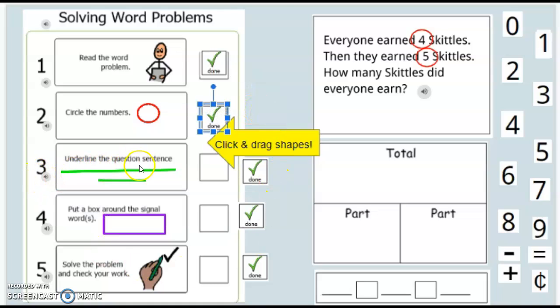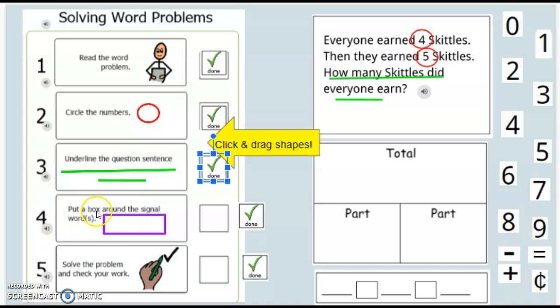Number 3, underline the question sentence. My question sentence is the question at the end of the word problem that asks what the question is asking. How many Skittles did everyone earn? That is my question sentence. How many Skittles did everyone earn? So I will drag my lines over. Okay, now that I've written that down, I want to press done.